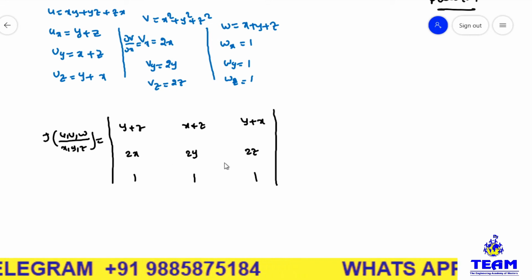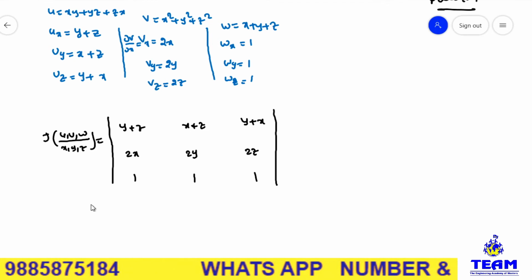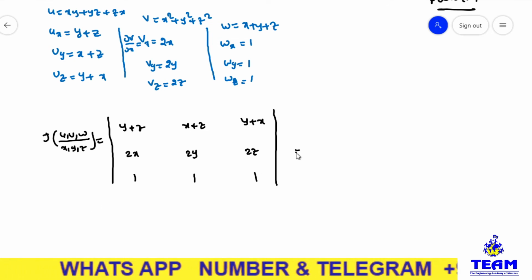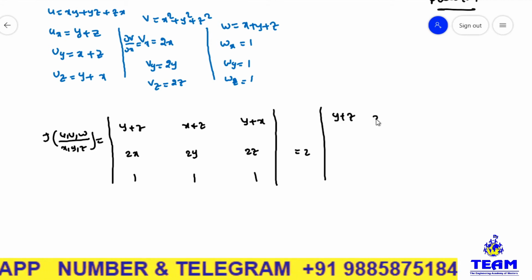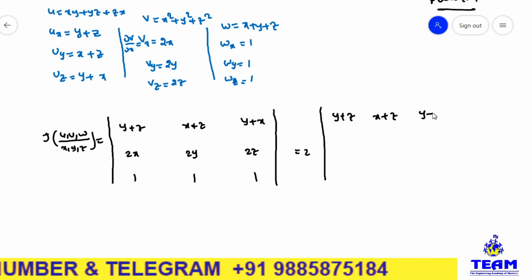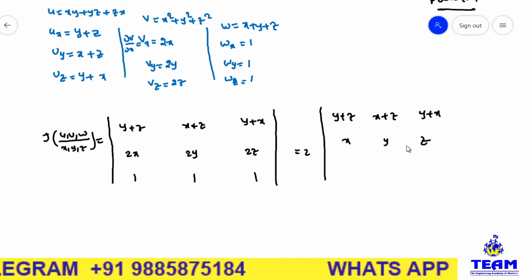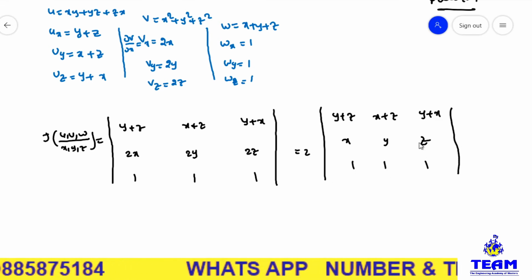From the second row, I can take 2 as common. So, if I take 2 as common, then I'll have 2 times the determinant of y plus z, x plus z, y plus x; x, y, z; 1, 1, 1. Now, here we have to find the determinant.